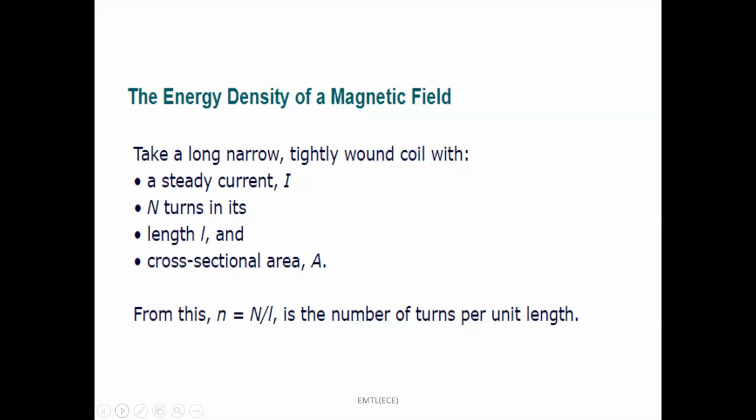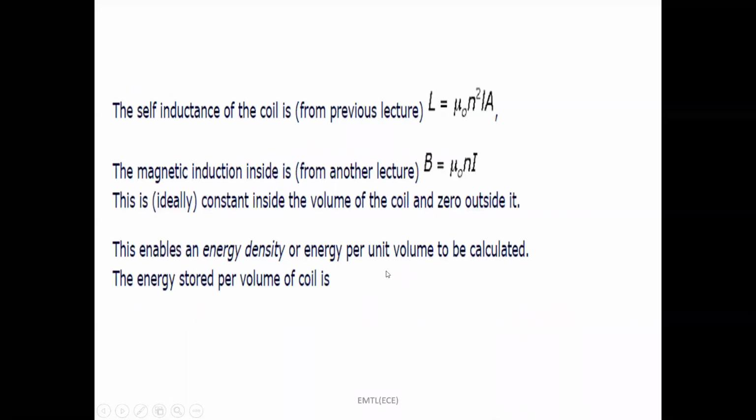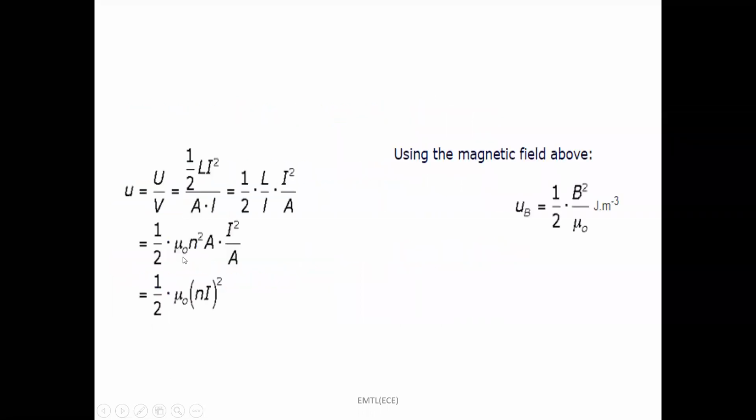Energy density means energy per unit volume. So simply by dividing the energy U by volume, that is half L I square by volume. Volume we can write as area into length. On cancellation, by substituting the value of inductance of the solenoid and magnetic field intensity inside a solenoid, finally we get the energy density expression. Mu B is equal to half B square by mu naught, or it can also be expressed as half H B.